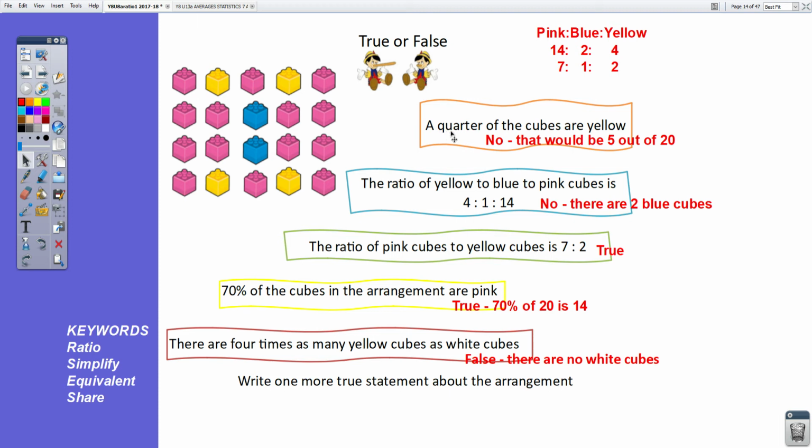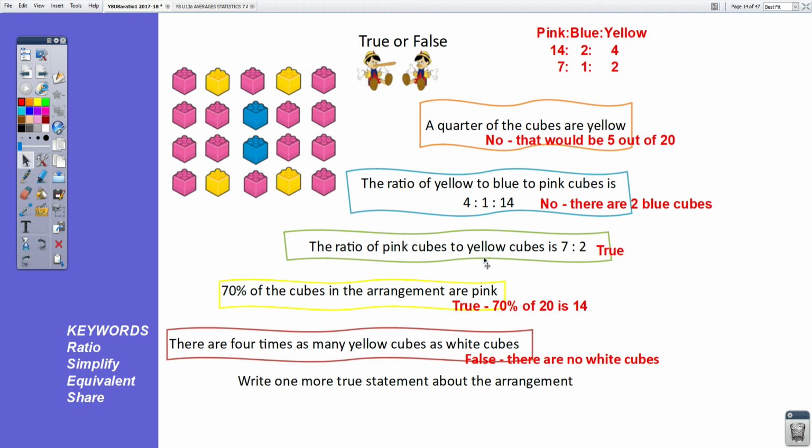A quarter of the cubes are yellow. 14, 16, there's 20 cubes in all. A quarter of 20, 20 divided by 4 is 5, but only 4 are yellow, so no, that is not true. The ratio of yellow to blue to pink, yellow is 4, blue is 2, pink is 14, so that's mainly correct, but that should be a 2, so no, that's not true.